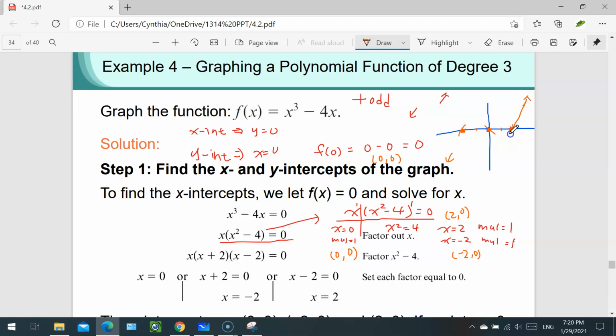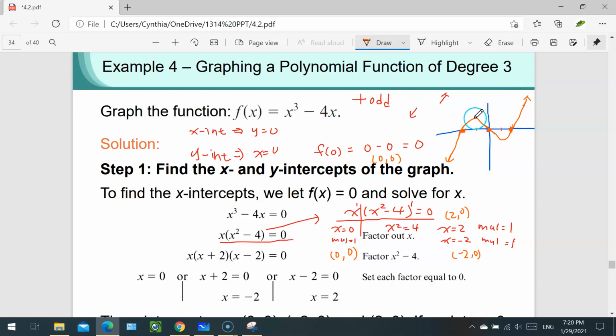So it will cut through this point at x equal 2, and then it will change direction, go back to hit x equal 0, and then change direction to hit x equal negative 2, and then drop down into quadrant 3. So this would be pretty much the graph to represent the function f of x.